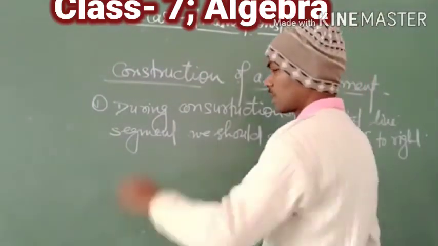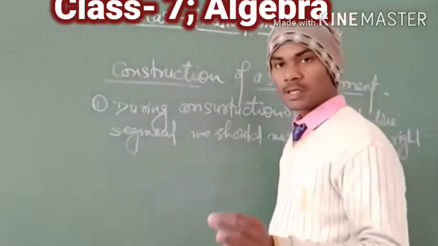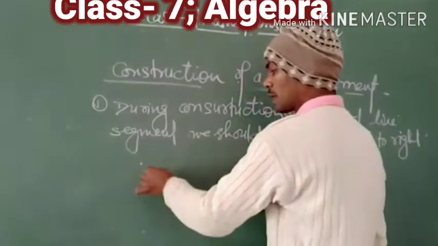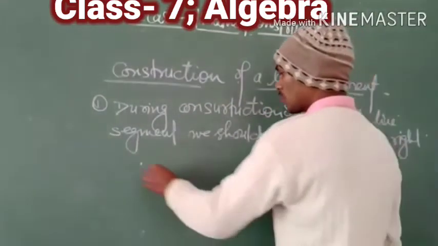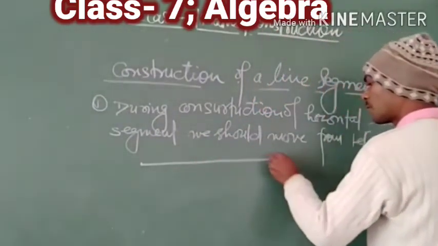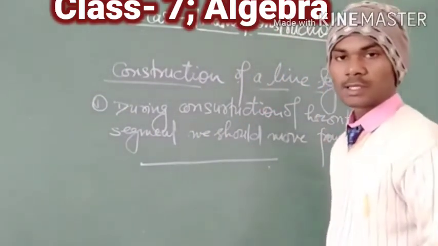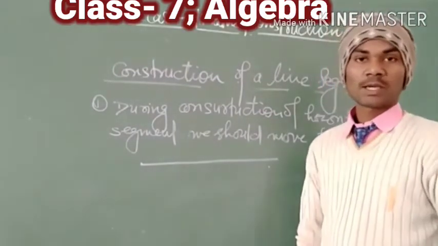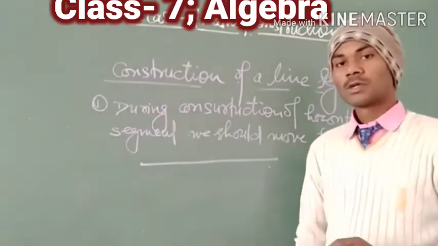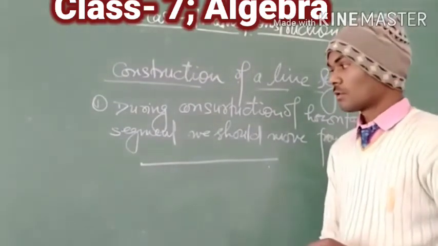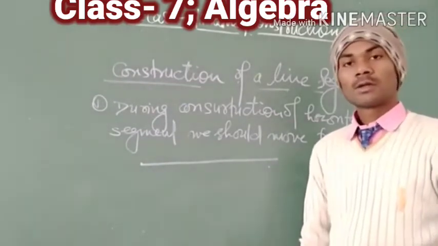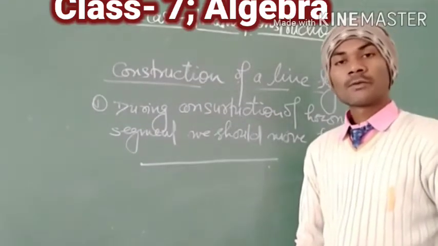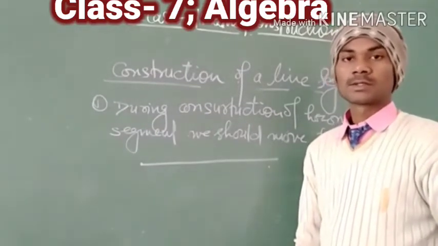Okay, just suppose that I have to draw a line segment, then it is necessary to draw the line starting from left and move to right. Sometimes it happens that we draw the line segment from right to left, but this is the wrong way to draw the line segment. Wherever we draw a horizontal line segment, we must draw it from left to right always.